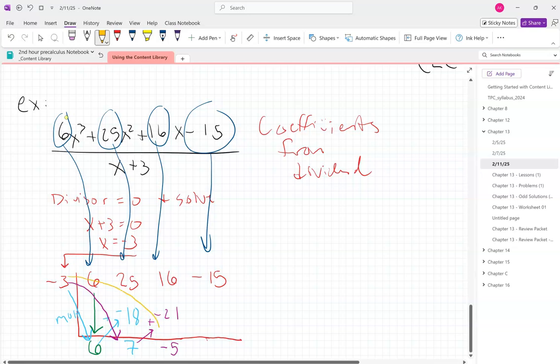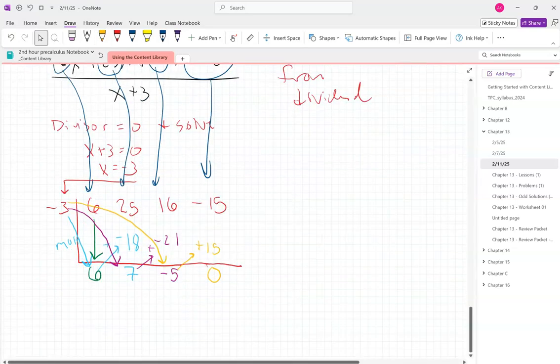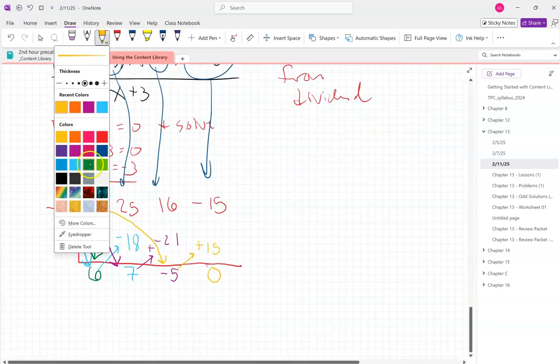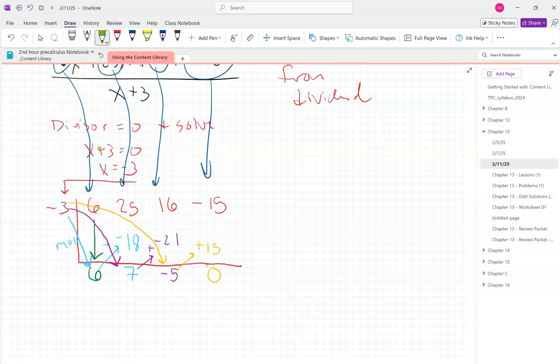And then I'm going to do -3 times -5. That's +15. I'll write that there and add down. And I'm out of spots, right? So I'm finished. These numbers at the bottom of this are now going to tell me about the result of this division problem.